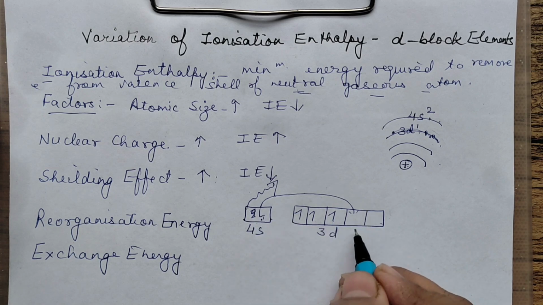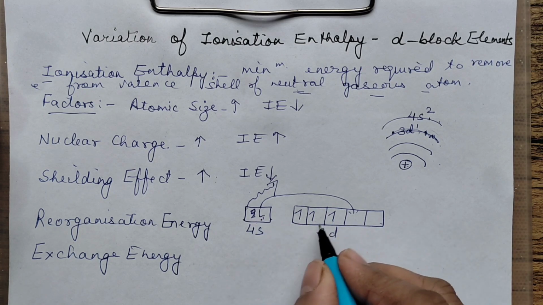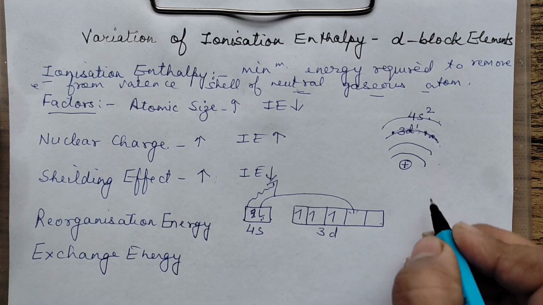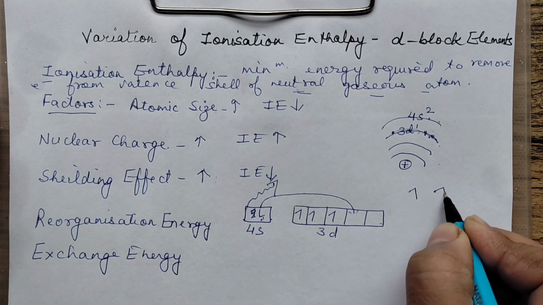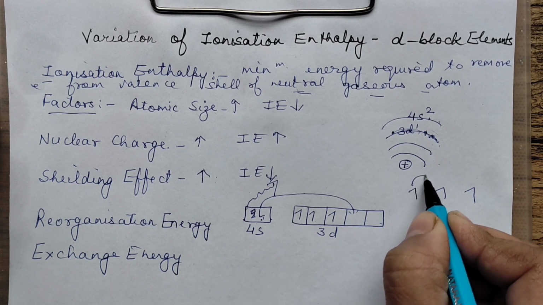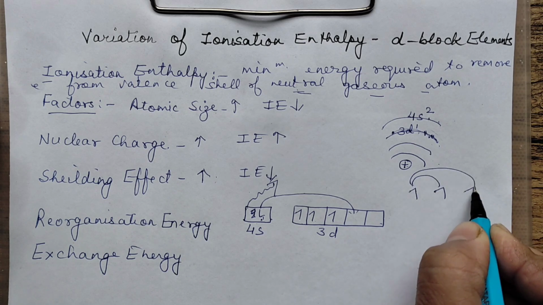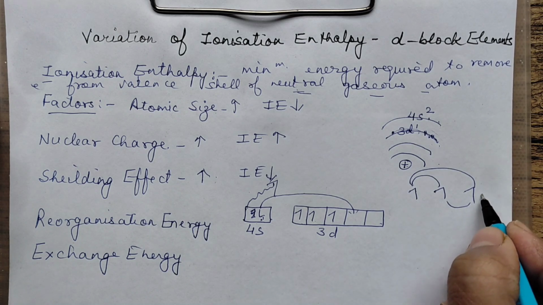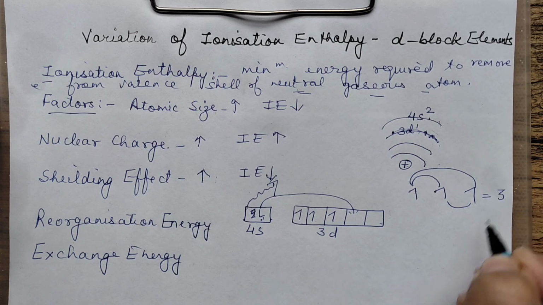Reorganizes. Why does it reorganize itself? Because if suppose only 3 electrons were there in D, then how many exchanges will be possible? Let me draw it here separately. 3 electrons are there. How many exchanges are possible? This can exchange with it. This can exchange with this one. And these two can exchange. That means if 3 unpaired electrons are there, the number of exchanges possible is 3.